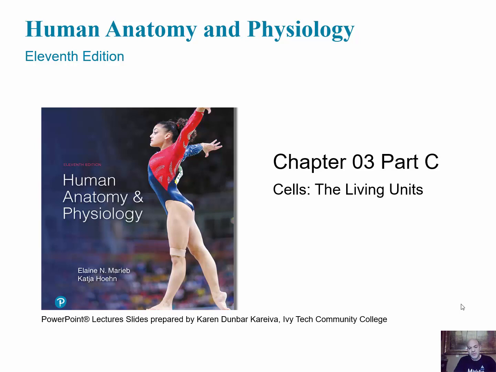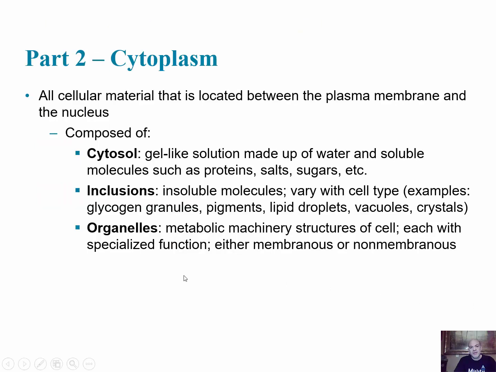This is part C of chapter 3 on the cells, the living units. And this is the second part of a relatively lengthy chapter. This one is focusing on the cytoplasm, so all cellular material that is located between the plasma membrane and nucleus.